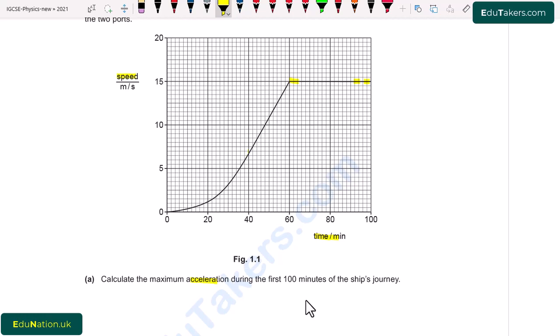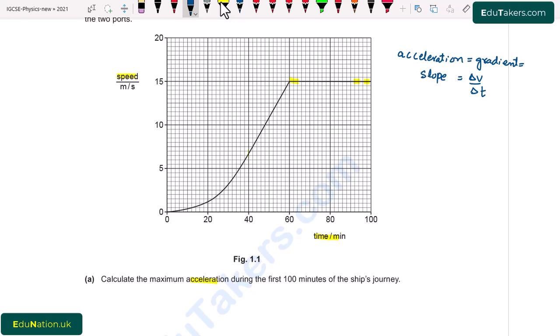So we have to find out the maximum acceleration, and acceleration is the gradient of the speed-time graph. I write here acceleration, and gradient is also the slope of the speed-time graph, and it is equal to delta V by delta t, where delta V is change in speed and delta t is change in time.